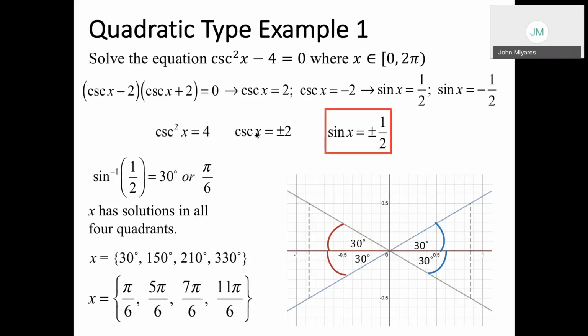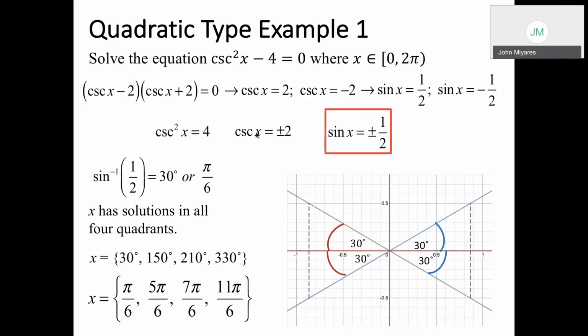Now, for time's sake, I'm not going to evaluate out the general solutions here, but if you had to, you could take each of the primary solutions and look for all of the angles coterminal with them. For degrees, we'd just add 360, and in radians, we would add 2 pi.